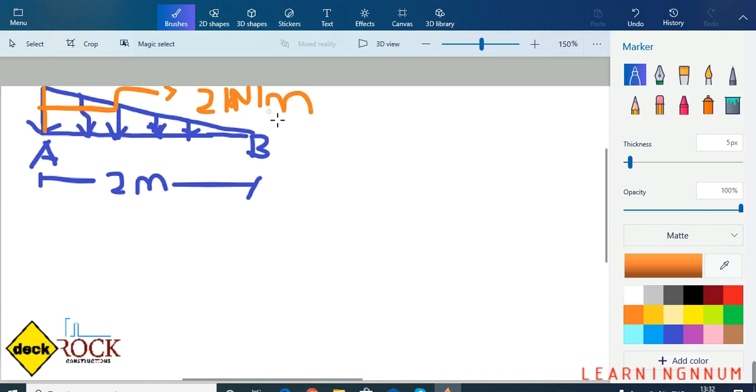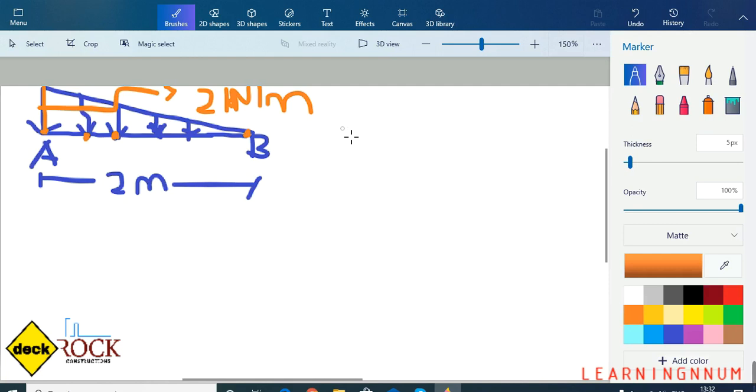Now this per meter means the load has been distributed across the length. How is it distributed? It is distributed varyingly. Here at point A it is 2 kilonewton. Here it would be less than 2 kilonewton, and at this point even much less than the earlier point. Like that, at B it would reduce to 0, right? Yeah, so that's what it is.